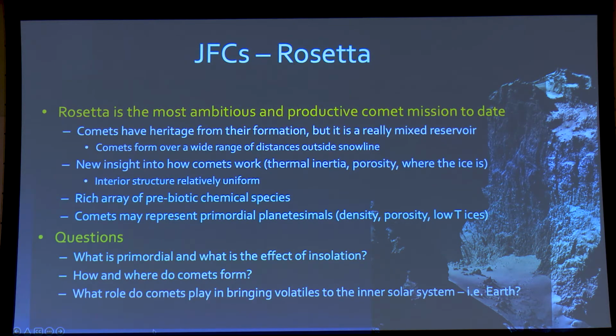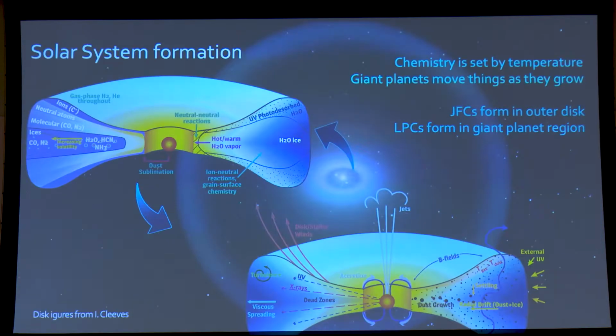What's primordial on the comet? What is the effect of solar insolation? Many perihelion passages of the short period comets. We still don't know how and where comets form and what role they play in bringing the ingredients for life to the inner solar system.